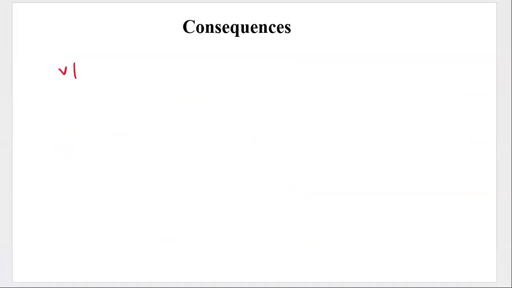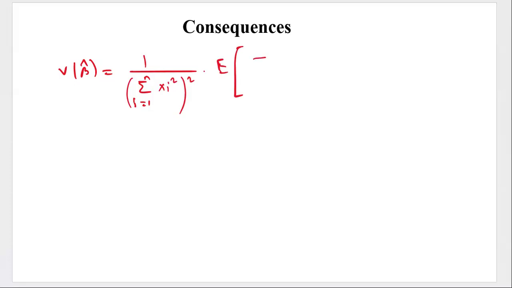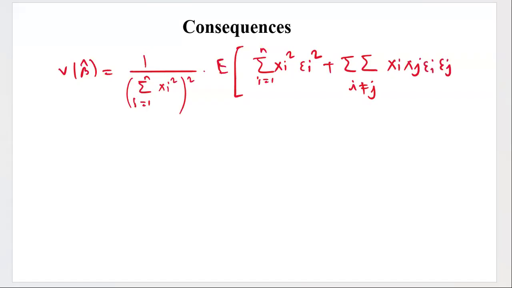Now what you will do, variance of beta cap: the first part remains the same. How do you expand the second portion? Summation i from 1 to n xi squared epsilon i squared, plus double summation i not equal to j xi xj epsilon i epsilon j. This is the usual process that we follow. If you are following my videos for quite some time, you will know this.